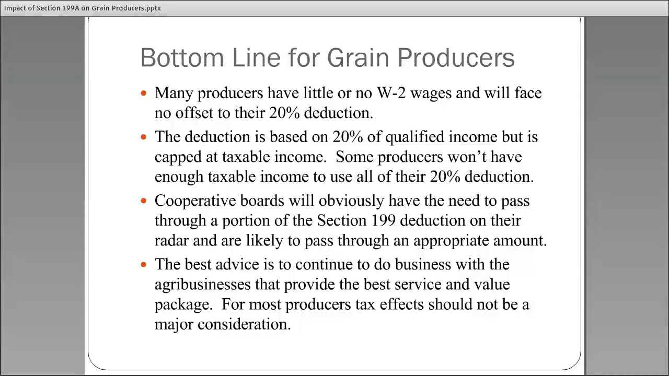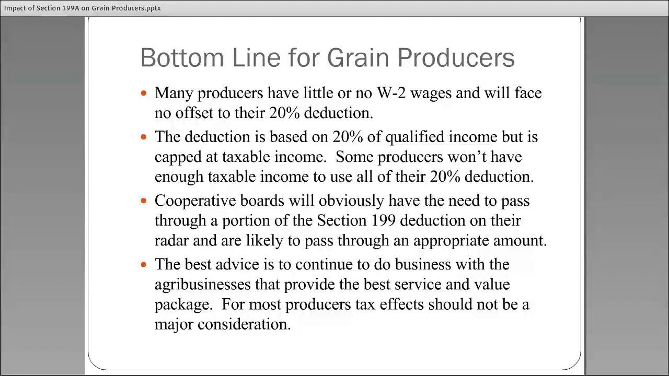Obviously the co-op boards have all been looking at this. They know that they're going to have to pass through a portion of this. And so my prediction is that, of course, they can't do this perfectly for every producer. Some producers are going to get a windfall because they have no W-2 wages, and so they're getting a pass-through from the co-op, even though they had no offset. But I would imagine that the co-op boards are going to try to hit the happy median and pass through an appropriate amount.